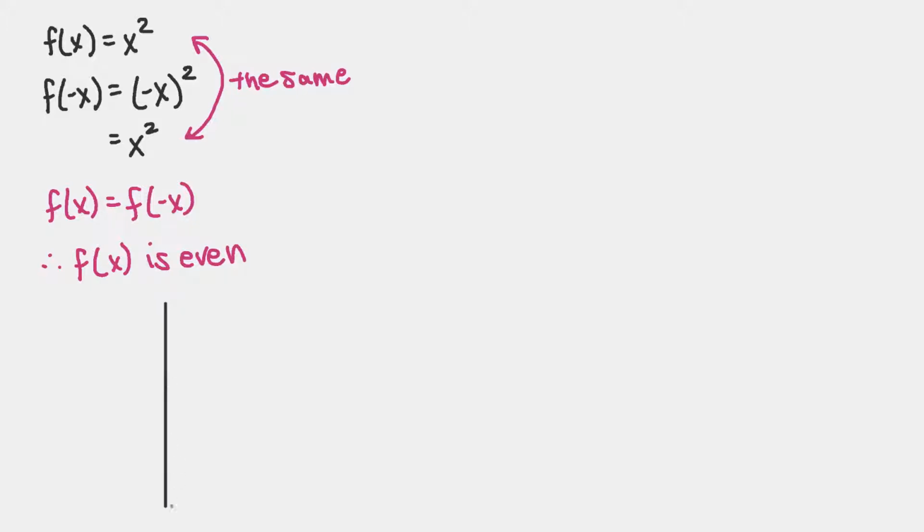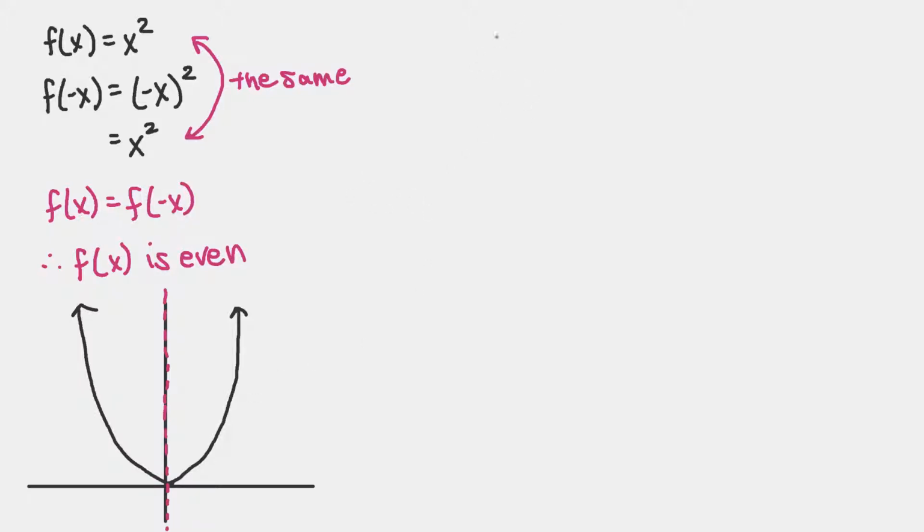This makes a lot of sense if you look at the graph of x squared, which of course is a basic parabola. You can see that it's symmetrical in the y-axis, or that the portion on the right side has a reflected image in the left side, and the mirror would be right here on the y-axis.